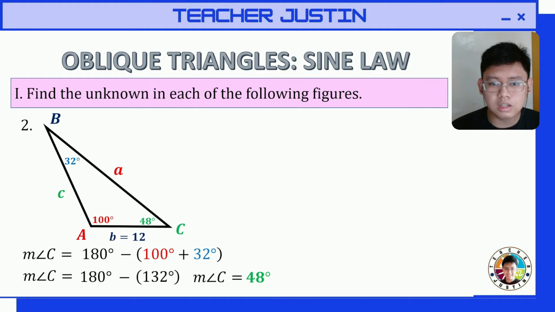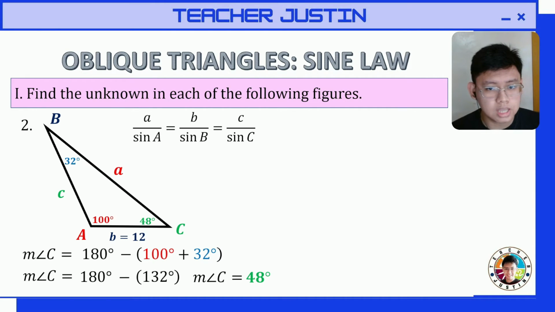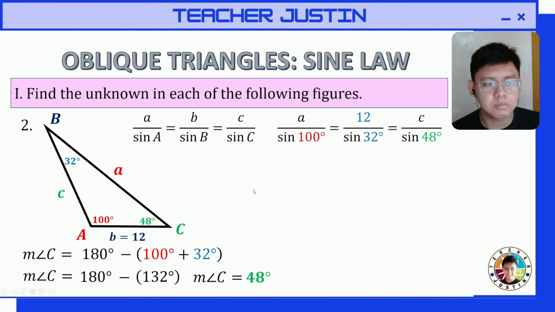Now, since kompleto na yung ating interior angles, we will now use the formula for sine law, which is A over sine A is equal to B over sine B is equal to C over sine C. And substitute the values that are given. So, meron tayong A over sine 100 degrees is equal to 12 over sine 32 degrees is equal to C over sine 48 degrees. Tapos, hanap tayo ng kompletong fraction.